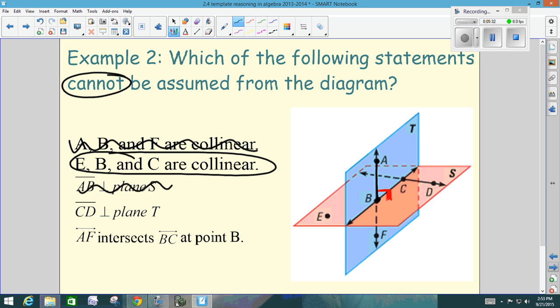How about segment CD being perpendicular to plane T? Why not, Spencer?